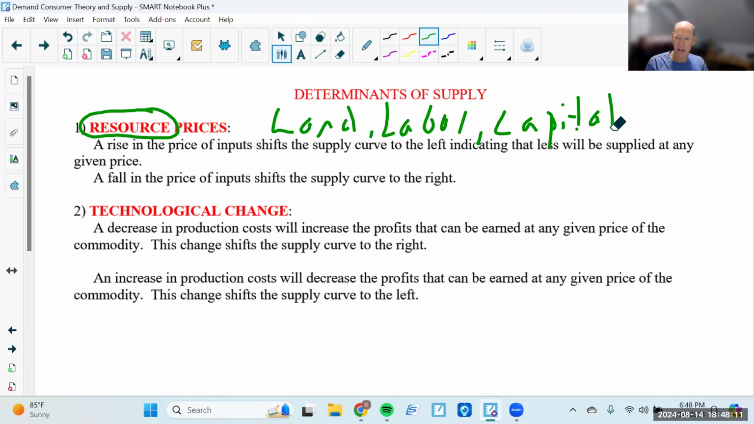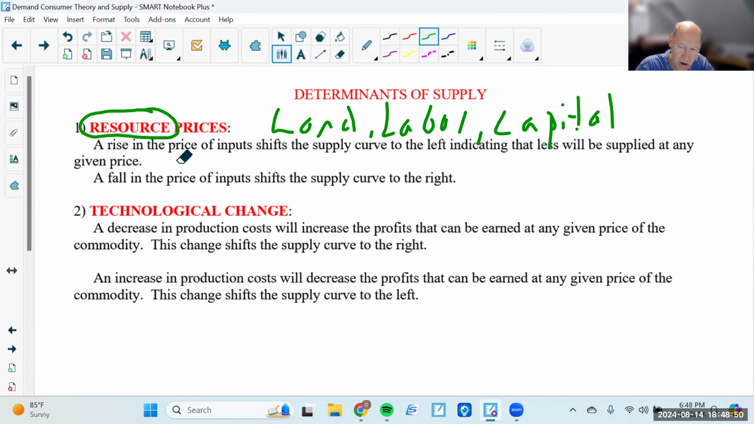Second determinant is technology. If I have better technology, it's now easier for me to produce. Supply curve shifts to the right. If, let's say, that a meteor crashes through our atmosphere and takes out half of our communication satellites that are cruising around up there, and suddenly we can no longer have the technology, then that means that the supply of everything is going to shift to the left, right? Left, not right, correct. It's going to shift to the left. So resource prices, technology.